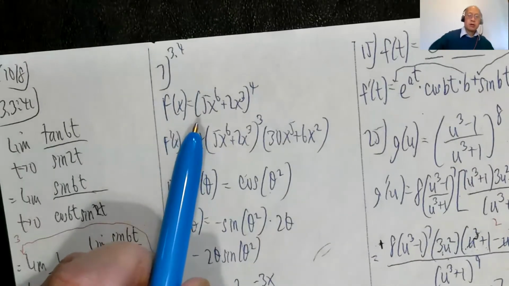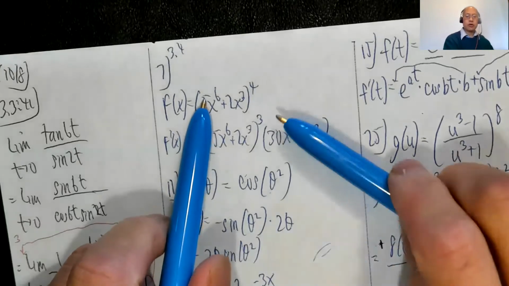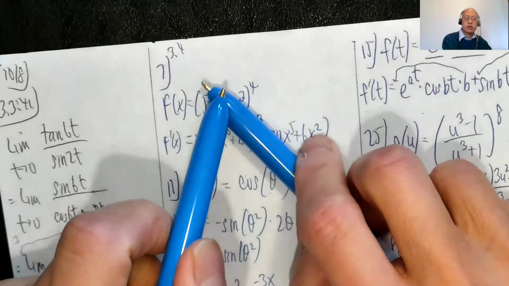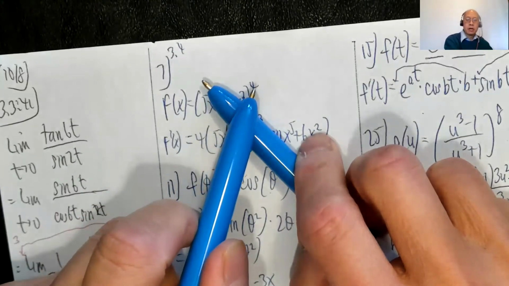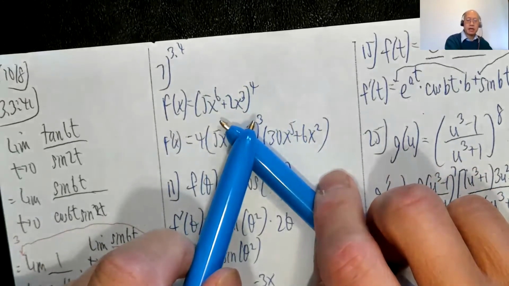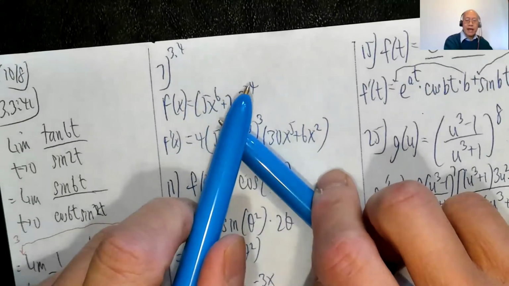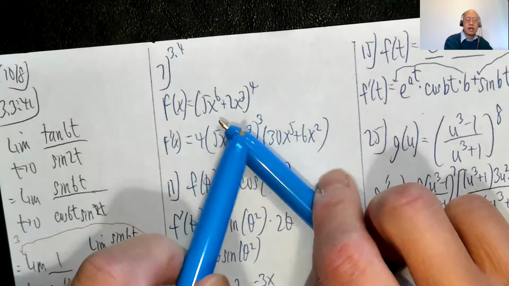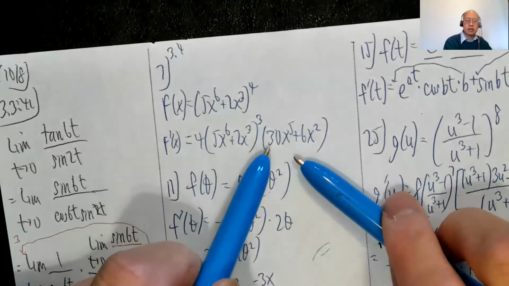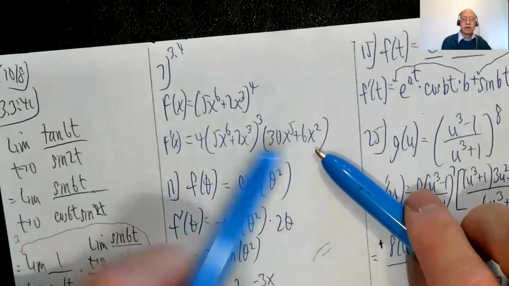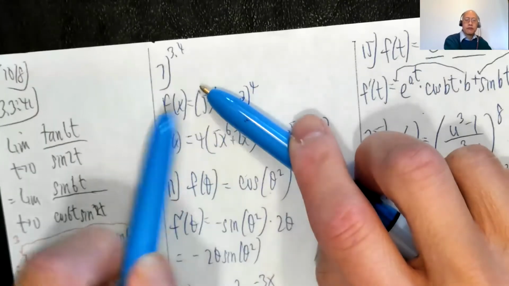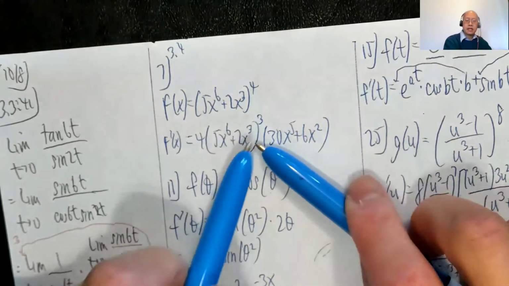Number 7. So it's not just x to the 4th, it's a function to the 4th power: 5x to the 6th plus 2x cubed, all to the 4th. So the chain rule works like this. The outside function is raising to the 4th power. So I go 4 times 5x to the 6th plus 2x cubed, to the 3rd power. That's the same as usual. So that's the derivative of the outside function with respect to the inside, as we say. And then the chain rule says times the derivative of the inside function. So now I differentiate the inside, 30x to the 5th plus 6x squared. So one more time: outside function is raising to the 4th power, so 4 times the inside to the 3rd, and then times the derivative of the inside.